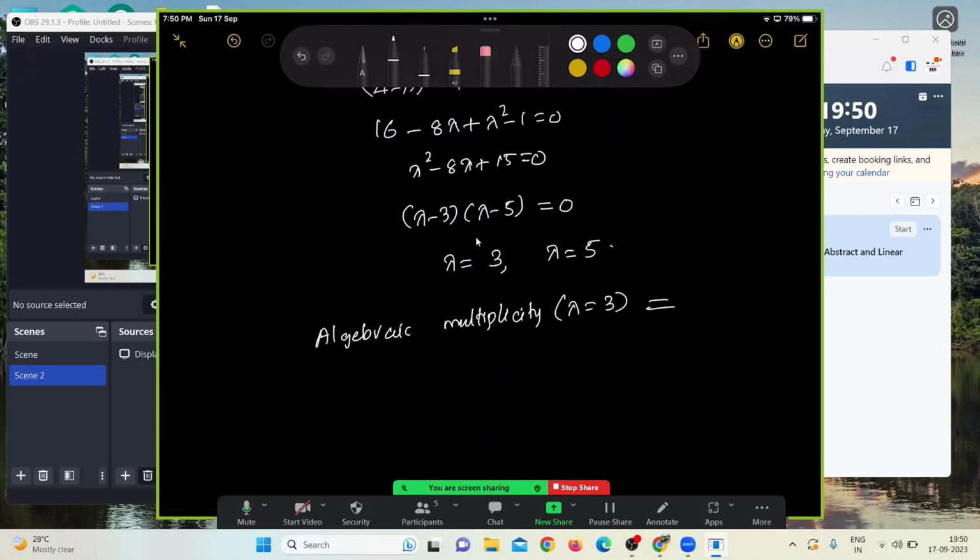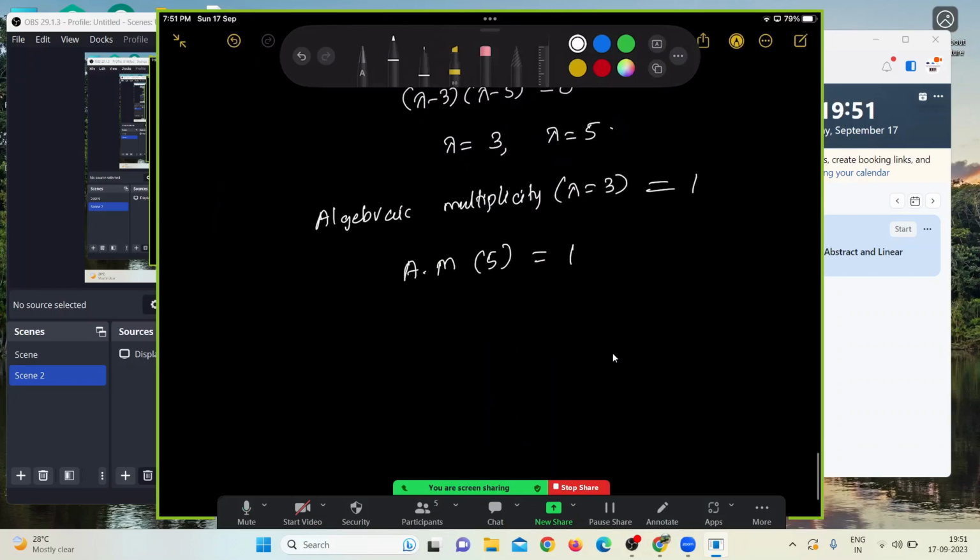Correct. So algebraic multiplicity means how many times this lambda minus 3 repeats. I mean, how many times it is a factor. Here it is only one time it is a factor. So algebraic multiplicity is 1. And what is the algebraic multiplicity of 5? 1. Again, the factor lambda minus 5 comes only one time in the characteristic equation. So the algebraic multiplicity is 1.